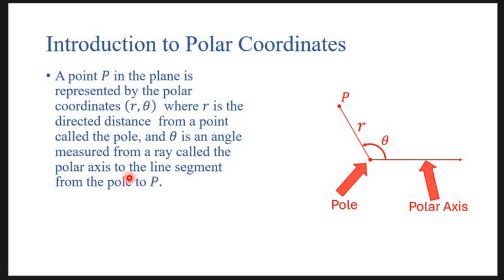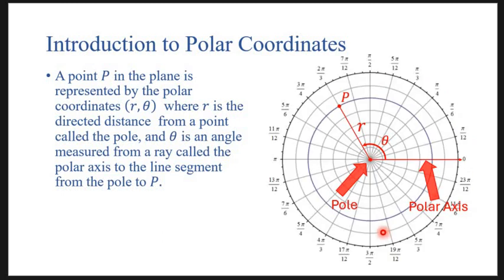That angle theta is from the polar axis to the line segment from the pole to P. So there's the line segment from the pole to P. There's the ray called the polar axis. There's the angle theta measured from the polar axis to that line segment. And there's the distance r between the pole and the point P. We have a whole coordinate system that's based on this called the polar coordinate system.